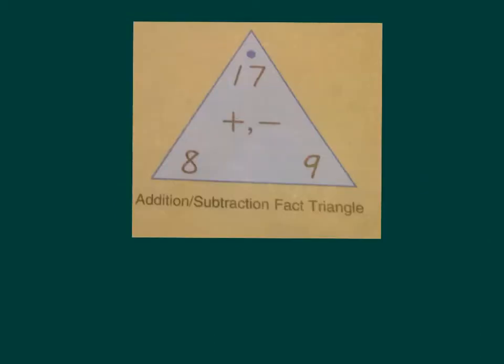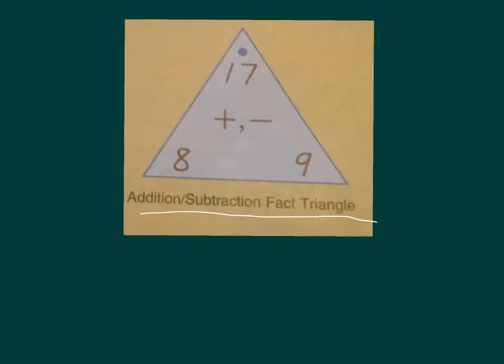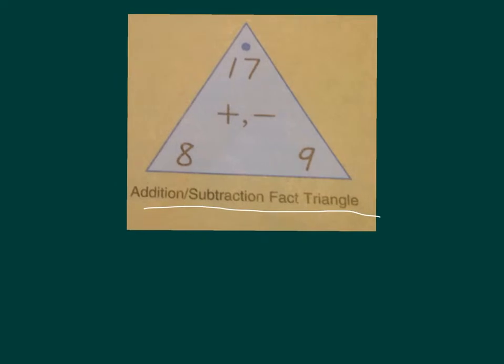Boys and girls, this is the addition, subtraction fact triangle. As you can see here, you have 3 numbers, 8, 9, and 17. Wherever your little dot is, that is going to be the top of your triangle and your highest number. So we can add 8 plus 9 and it would equal 17, or we could take 17 minus 9 and that will give us 8.